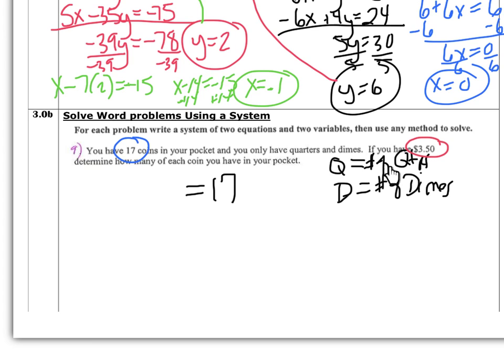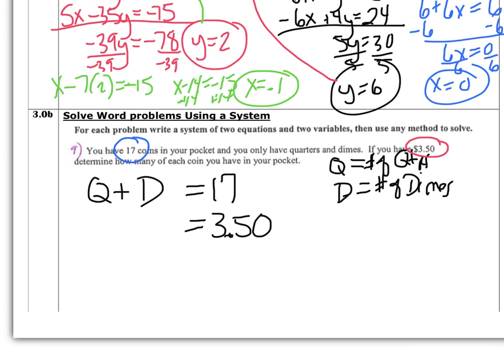Well, if Q is the number of quarters and D is the number of dimes, why don't we just add up all the quarters and the dimes, and there should be 17. Now in total, they are $3.50. So if you think about it, what if you have 5 quarters in your pocket? How much money is that worth?